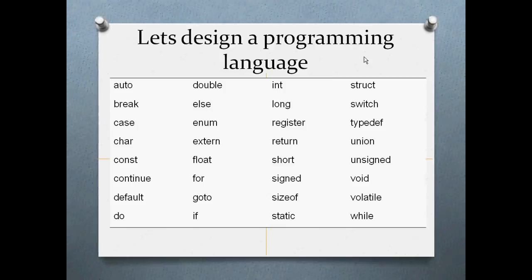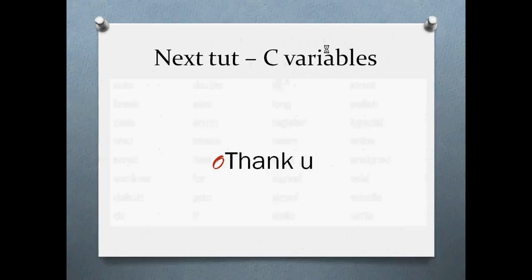In the next video, we'll start exploring the keywords one by one, starting with keywords like int and double. Those are called data types. We'll start with that, and then progress with other things. That's all for this video. In the next video we'll have C variables.